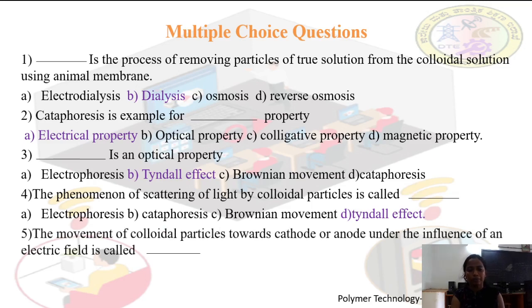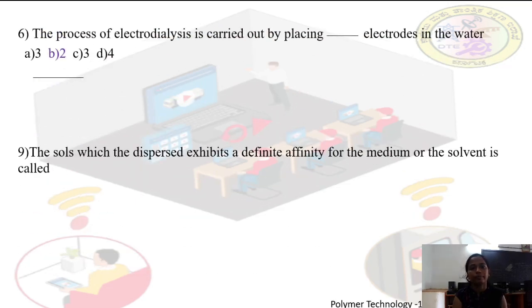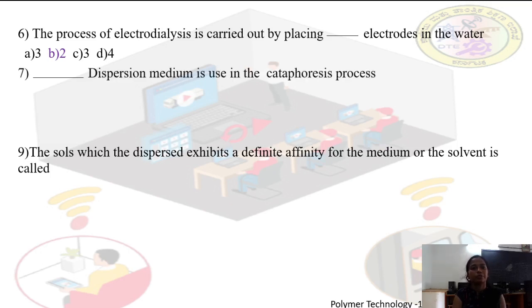Question number 5. The movement of colloidal particles towards the cathode or anode under the influence of an electric field is called, as just discussed, electrophoresis. A. Dialysis, B. Brownian movement, C. Cataphoresis, D. Tyndall effect. Cataphoresis and electrophoresis are the same, so the answer is cataphoresis. The process of electrodialysis is carried out by placing two dash electrodes in the water. Obviously, it is two electrodes.